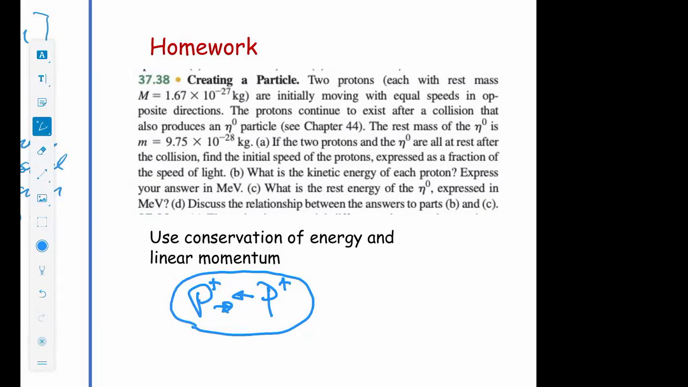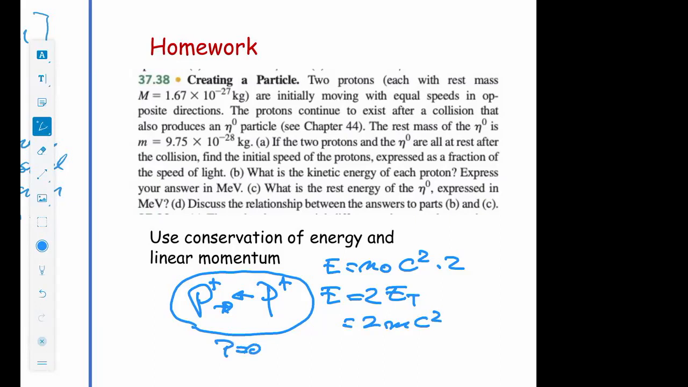So essentially, there's a lot of energy here. What is the energy in here? Well, there's the rest energy of the particles, m0 c squared times 2, and then there's the kinetic energy. Or you can say the total energy of the system is the total energy of one times 2, or 2 mc squared. That is the total energy. And the initial momentum of this system is equal to 0. The final momentum of the system should always be equal to 0 because momentum is conserved.